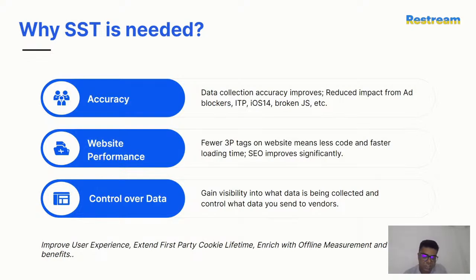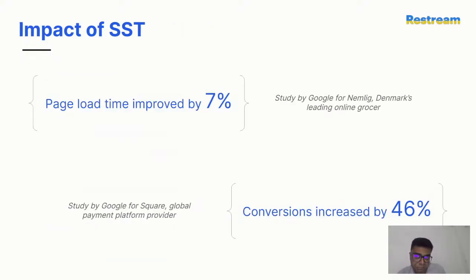Then there is control over data, as I mentioned, and other benefits like improved user experience, extending first-party cookies for lifetime, and enriching with offline measurement. There are so many benefits. And of course there are studies from Google, which found that page load time improved by 7 percent, and another Google study said conversions increased by 46%, which is very impressive.